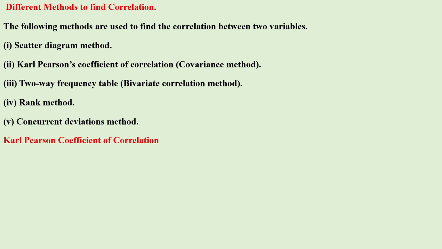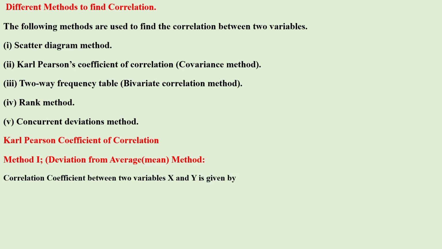So first, Pearson's coefficient of correlation. Here method 1 in Pearson is the deviation from the mean, or average, method. Deviation means subtraction from the average. Correlation coefficient between two variables x and y is given as follows. x is a random variable containing x1, x2, xn, and y is the variable containing y1, y2, yn.